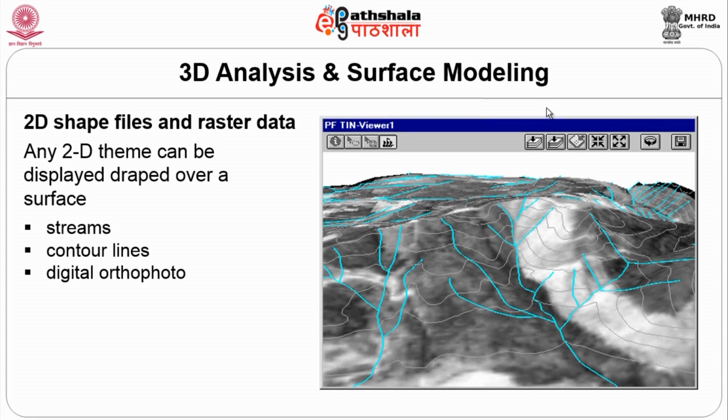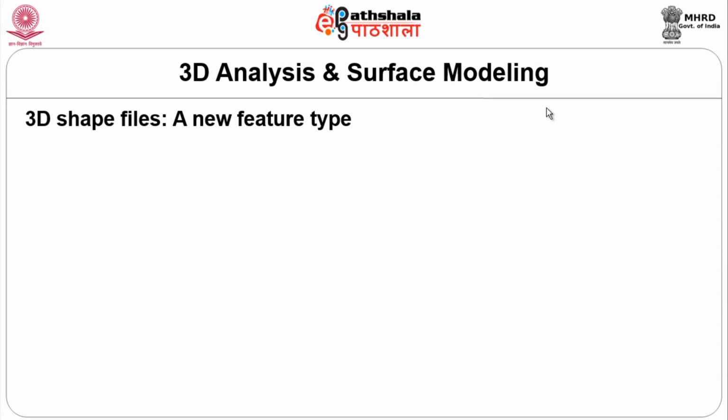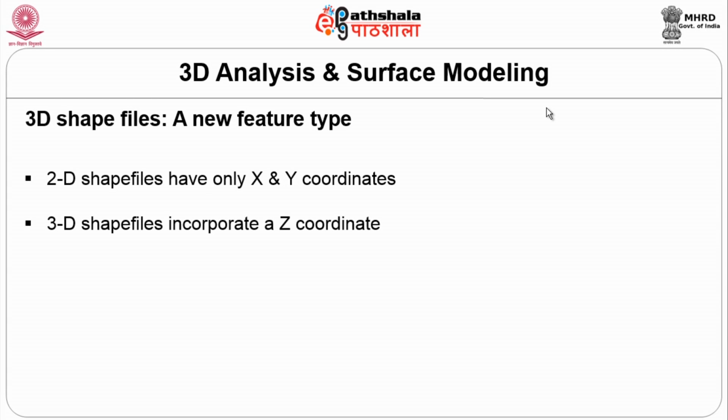You can see here, on a digital orthophoto, how the data, namely your drainage system, is displayed. This is one of the good examples of how superimposition of your vector data or shape files on 3D data can be done, or it could be raster data, namely your orthophoto. A new feature type will normally get generated. 2D shape files have only x and y coordinates, whereas 3D shape files incorporate a z coordinate, which we have been telling all this time.